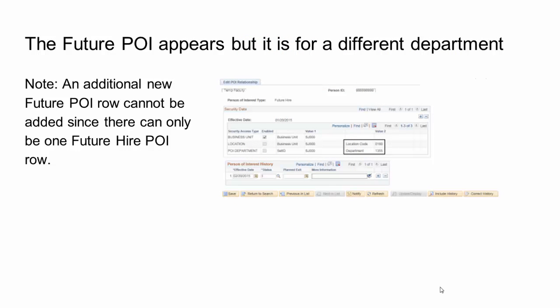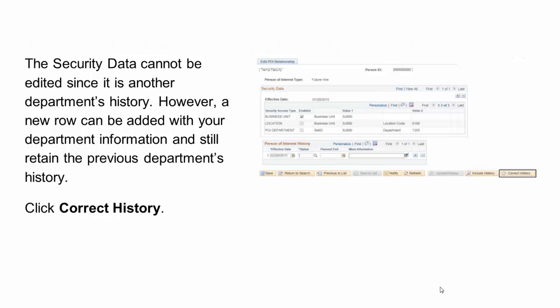The future hire POI appears, but is for a different department. Note, an additional new future hire row cannot be added since there can only be one future hire POI row. The security data cannot be edited since it is another department's history. However, a new row can be added with your department information and still retain the previous department's history. Click Correct History.